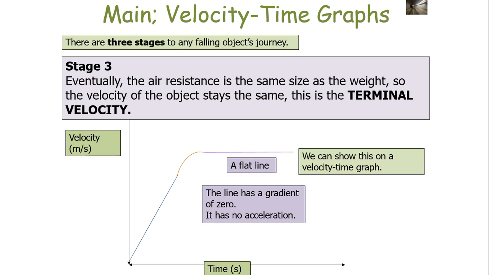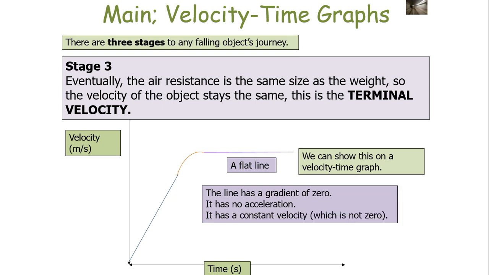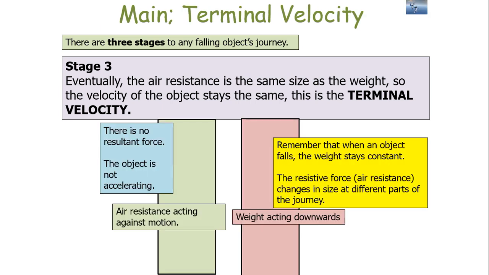But note, this line is not on the x-axis. That tells us that there is a non-zero velocity. It's still actually moving. It's just not increasing its speed. So it has a constant velocity which is not 0. It's terminal velocity. So at this point, there's no resultant force.